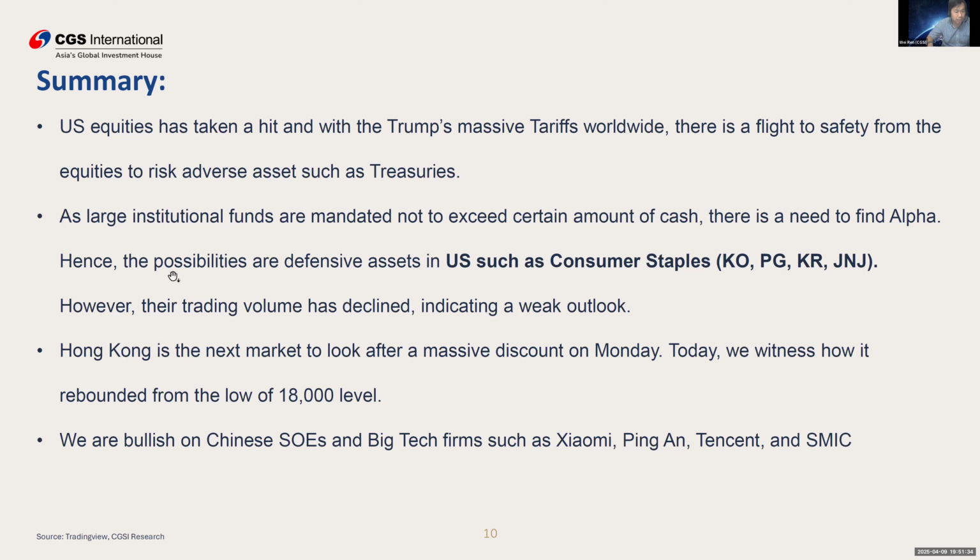All right, but there's a fact that large institutional funds are mandated not to hold a certain amount of cash. So there's a need to find alpha. Usually, you know that there's some cyclical rotation. So in the US, I think from tech, they are going into defensive, like consumer staples, healthcare, such as Coke, P&G, Kroger supermarket.